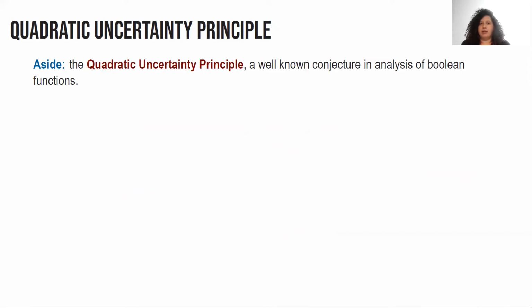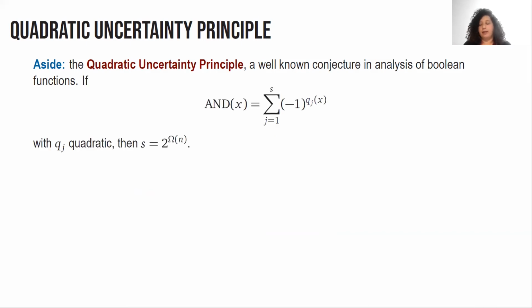So a similar question that only uses Boolean analysis is the conjecture of the quadratic uncertainty principle. The conjecture is that if you can represent the AND function as a sum of functions, each of them minus 1 to a quadratic polynomial, then you need at least an exponential number of summands. So this is very similar to stabilizer rank, but we don't have these indicator functions of affine subspaces.